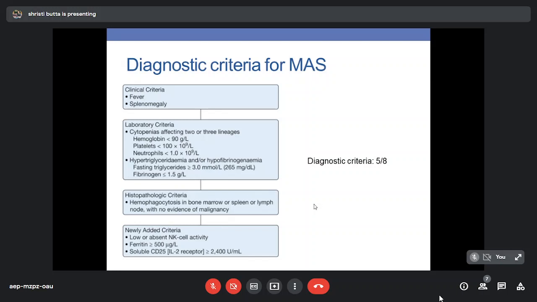And the newly added criteria include low or absent NK cell activity, increased ferritin levels, and a high soluble CD25, or interleukin 2 receptor, level. The diagnostic criteria involve 5 out of 8 of these.